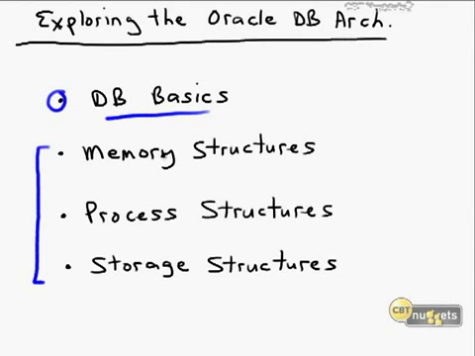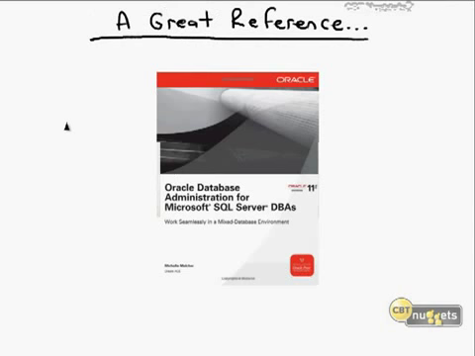We'll then spend the rest of our time in this nugget looking at the three chief structures that make up an Oracle instance. We have memory structures to examine, process structures, and storage structures. By the end of this nugget, you'll have a really good grasp of the basic foundations of the Oracle database architecture. Let's get started.